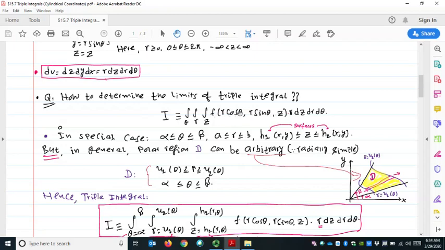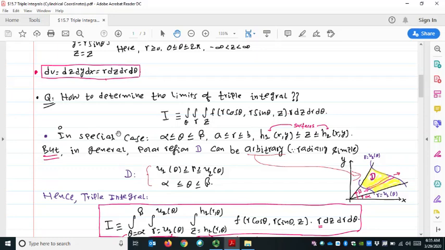where now we replace our x, y, z by cylindrical coordinates. So our integrand function is f of r cosine theta, r sine theta, z, and then the volume element is r dz dr d theta. In this order of integration, dz dr d theta, our inner integral is the z integral, our middle integral is the r integral, and our outer integral is the theta integral. Now I'm going to find the limits of theta, r, and z.